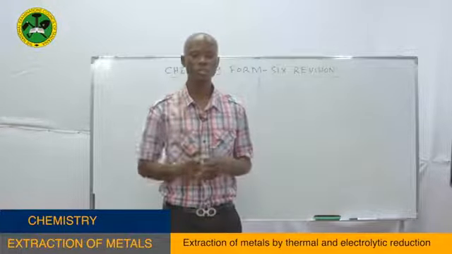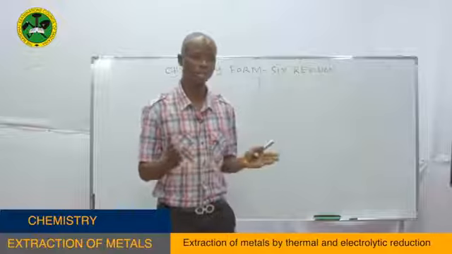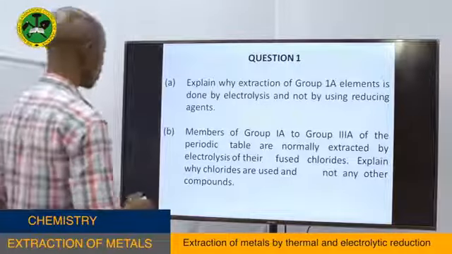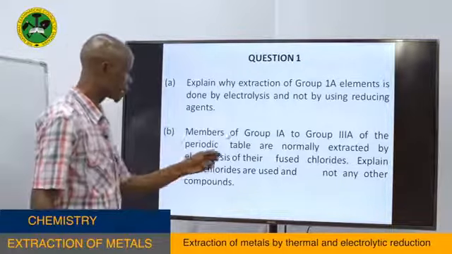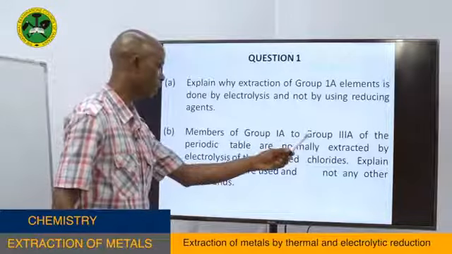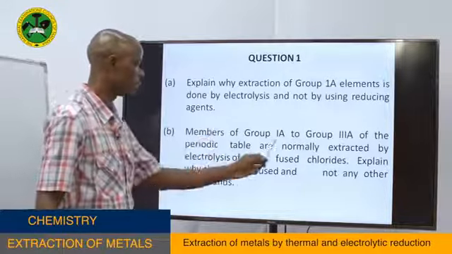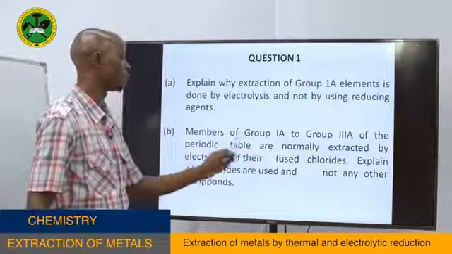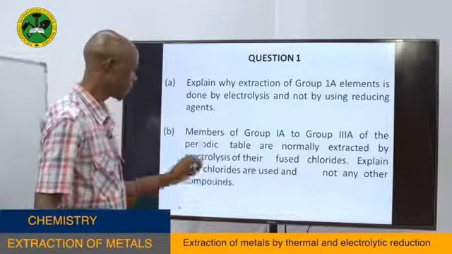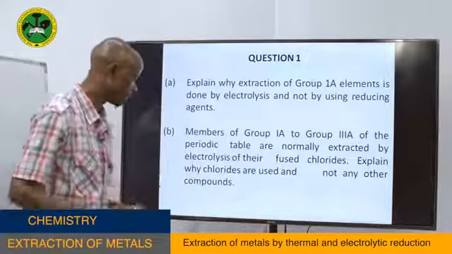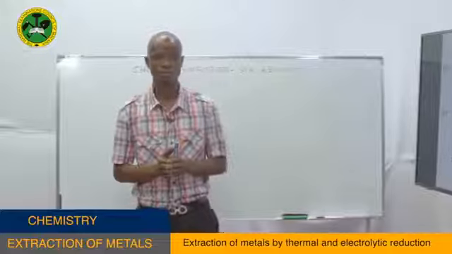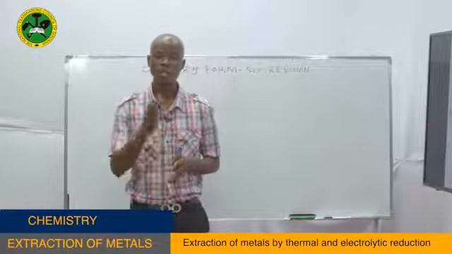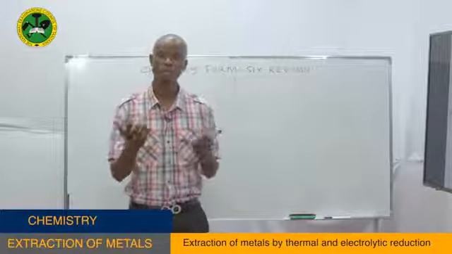We can go to question number 1B so that we can see how another form of the question can be. Just look here. Members of group 1A to group 3A of the periodic table are normally extracted by electrolysis of their fused chlorides. Explain why chlorides are used and not any other compounds. That is also another good question, very important for you to understand. If you meet that question, how are you going to answer it?